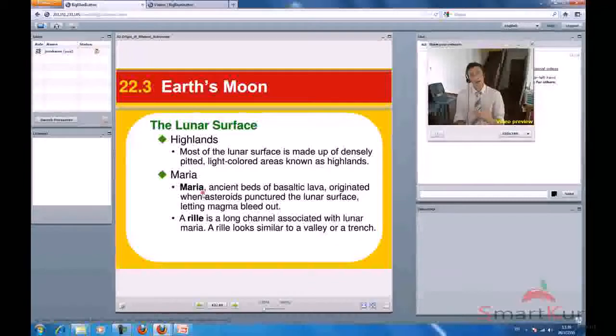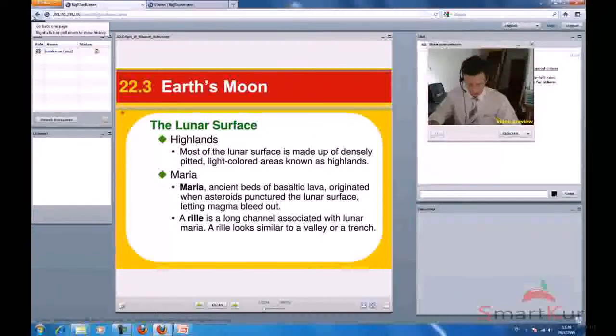The lunar surface is made of highlands. Most of the lunar surface is made of densely pitted, light-colored areas known as highlands. Those areas that are very light gray, they're kind of mountainous. They're high up. The other area, the darker areas, are what's called maria. This is from the Latin word for sea. These are ancient beds of basaltic lava.